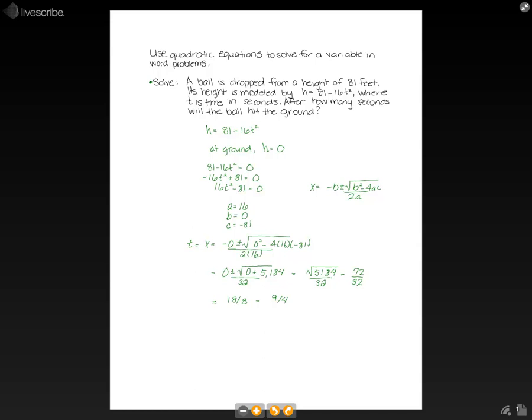Now, the question asks us to find how many seconds it will take for the ball to hit the ground. And we could say it will take 9 over 4 seconds, but that doesn't really make too much sense. In this instance, it makes more sense to write this as a mixed number, which we can do by writing it as 2 and 1/4. If someone asks you how many seconds it takes, saying it takes t equals 2 and 1/4 seconds makes a lot more sense than 9 over 4 seconds. But both are correct answers in this case.